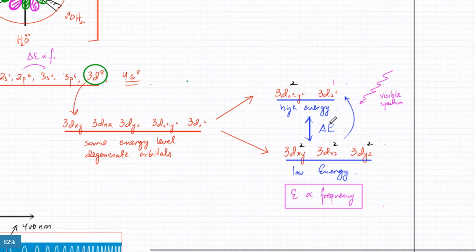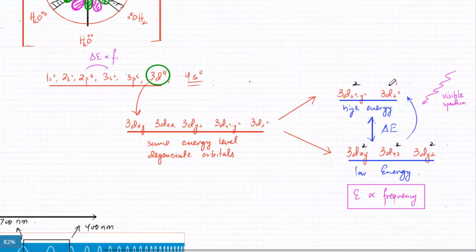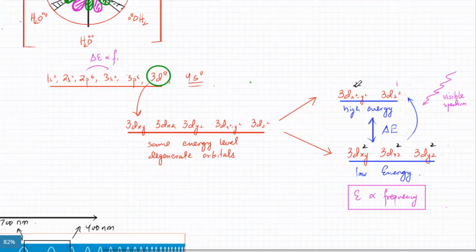So there's an energy gap, and that energy gap exactly matches frequencies. Energy is proportional to frequency. So with this energy gap, the electrons can jump from the lower energy to the higher energy. And this energy gap specifically matches frequencies that belong to the visible spectrum. Delta E matches frequencies that belong to the visible spectrum, which is why you see complementary colors when the electron jumps from the lower energy to the higher energy.